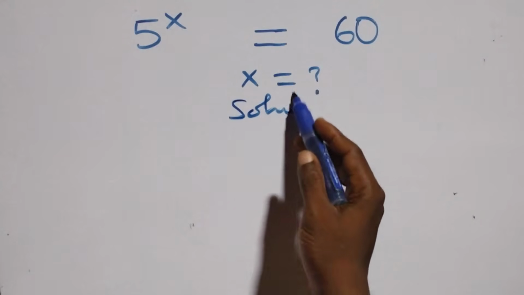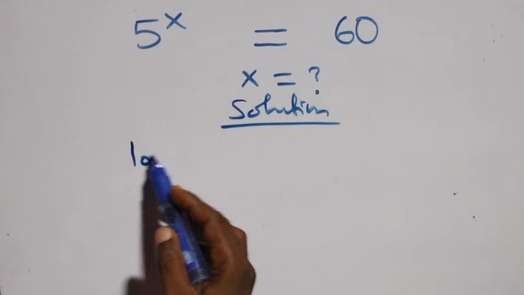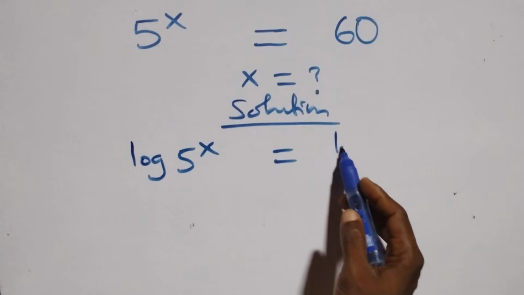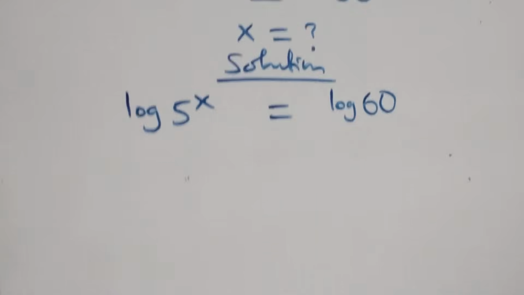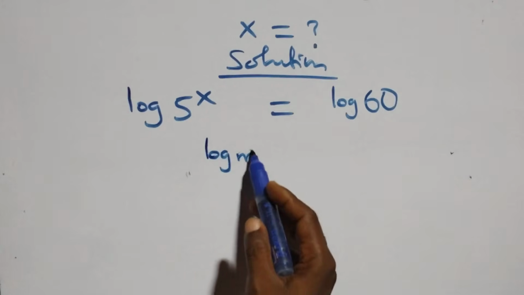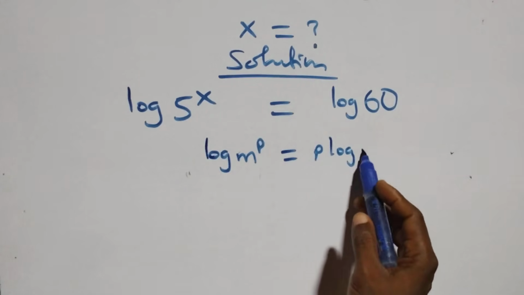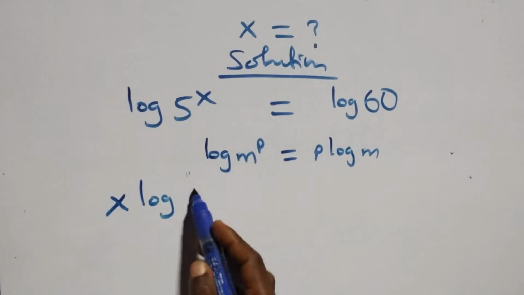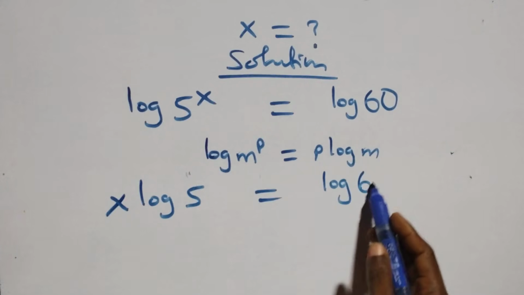Solution from here. What we have here, we take the log on both sides. That is, we have log 5 raised to power x equals log 60 on this side. Then here, we apply the power law of logarithm: log m raised to power p is the same thing as p log m. That is, what we have becomes x log 5 equals log 60 on this side.